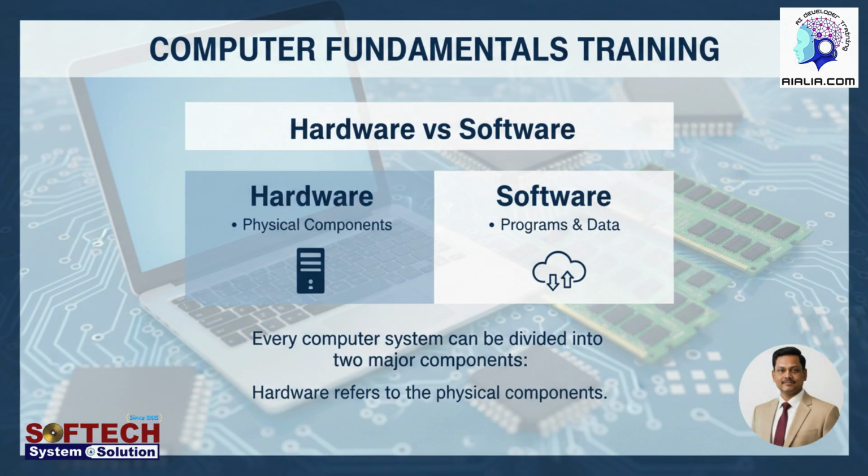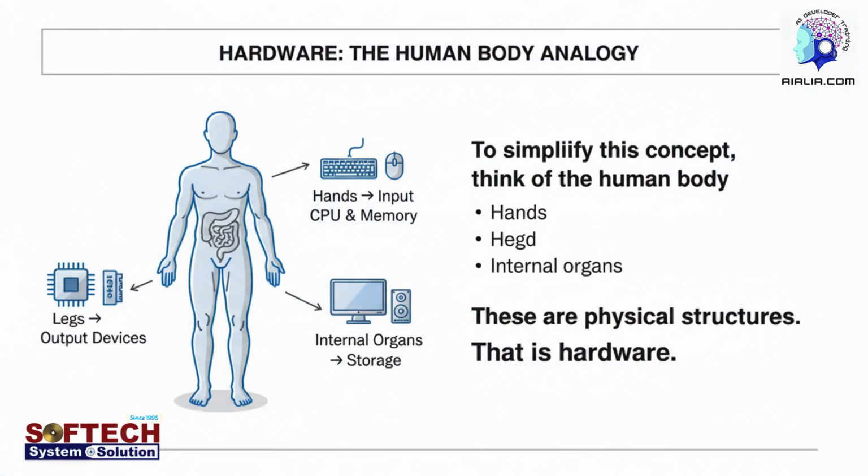Now, let us start with fundamentals. Every computer system can be divided into two major components: hardware and software. Hardware refers to the physical components: keyboard, mouse, monitor, processor, memory. Not just computers, even mobile phones and tablets contain hardware components such as processor, RAM, storage, and touchscreen.